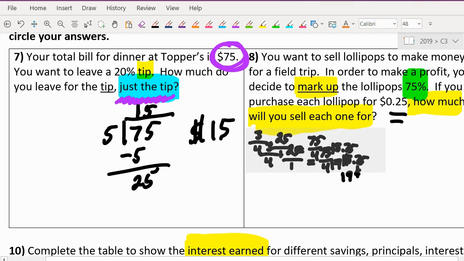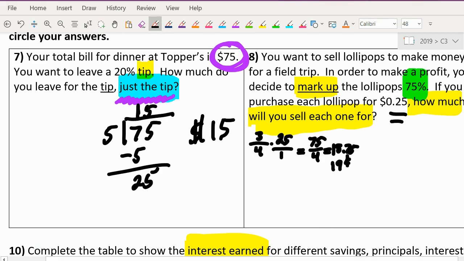I shrink it. That's what it sounds like when you shrink stuff. Okay.